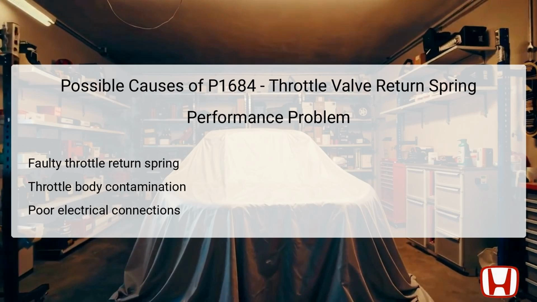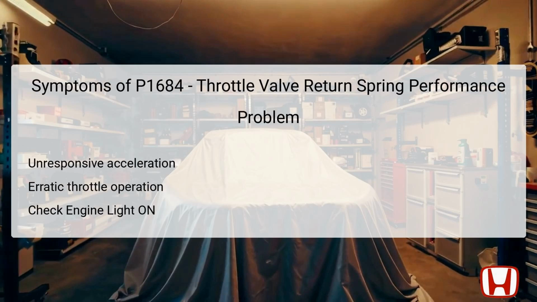Furthermore, poor electrical connections between the throttle body, powertrain control module, PCM, and associated wiring can also contribute to this error. It is essential to systematically address these areas as they all play critical roles in ensuring a responsive and efficient throttle system. When facing the P1684 DTC, drivers may experience several noticeable symptoms.